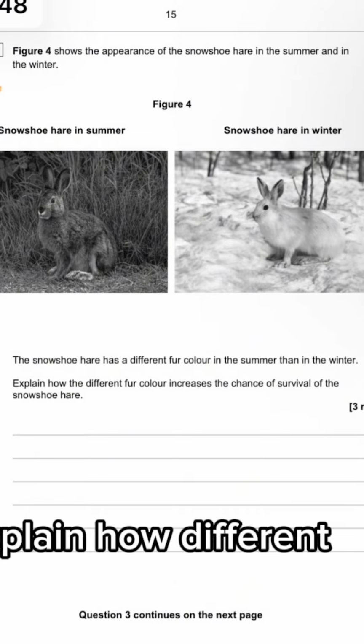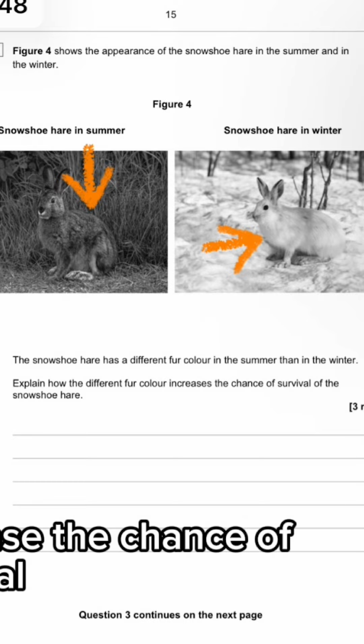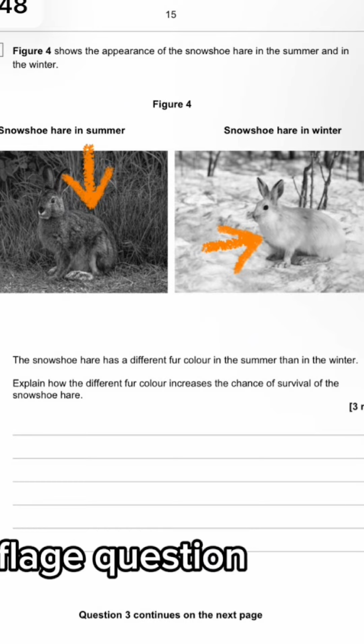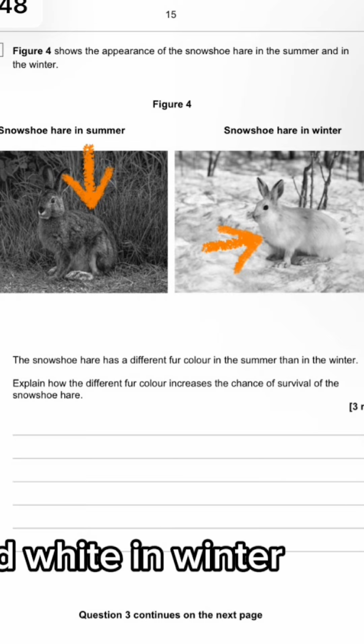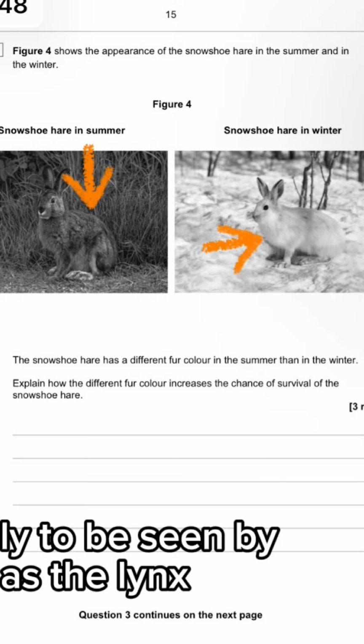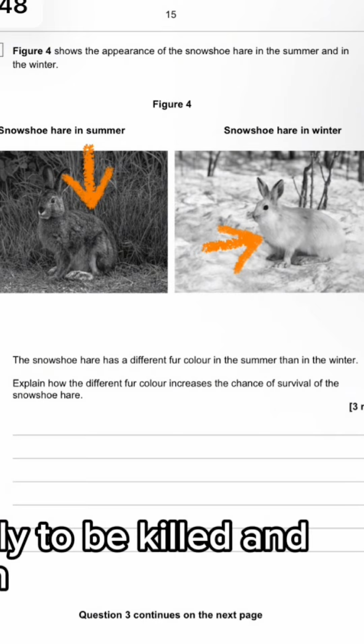Here the examiner asks you to explain how different fur colors of hares increase the chance of survival. Hence it's a camouflage question, so the answer for this is that the hare is camouflaged against its background, brown in summer and white in winter. This makes it less likely to be seen by predators, such as the lynx. As a result, it is less likely to be killed and eaten.